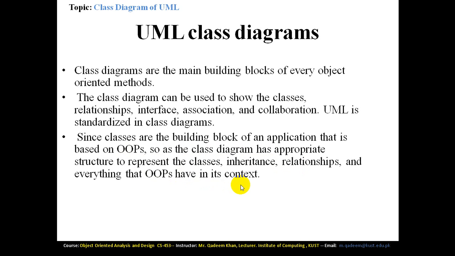So that means that basically the class diagram is a building block for all applications. Every application has at least one class. So the class diagram is basically a proper structure which represents multiple sorts of classes, their relationships, the inheritance in the classes, and everything that object-oriented programming languages have in their own context.